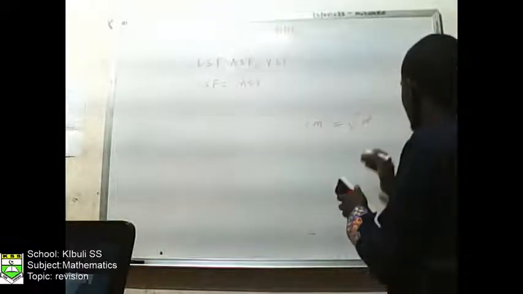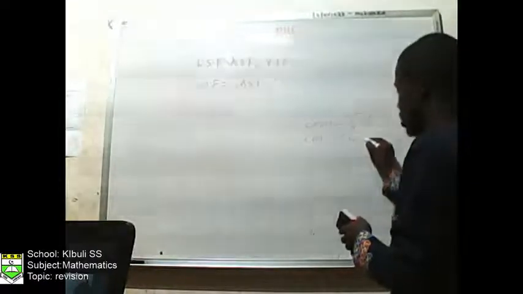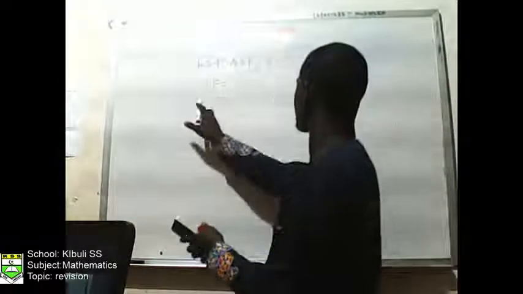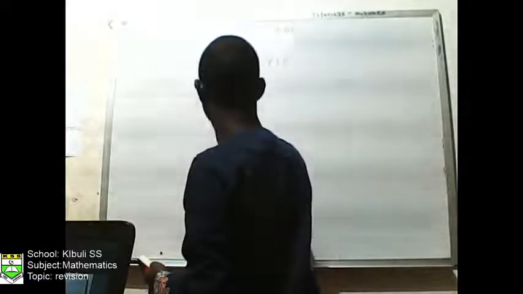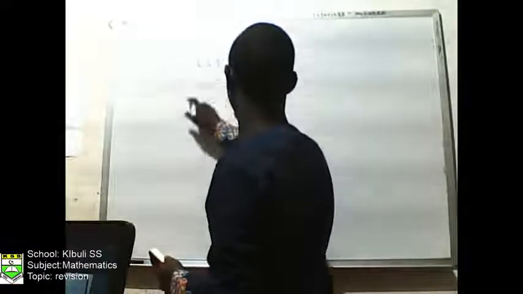Because if I get the square root of this, centimeter will go with that, and it will be centimeters equal to centimeters. Hope you can see that. So the linear scale factor is equal to the square root of the area scale factor, or the linear scale factor squared is equal to the area scale factor. In other words, you square this.